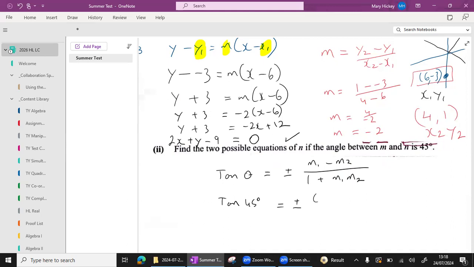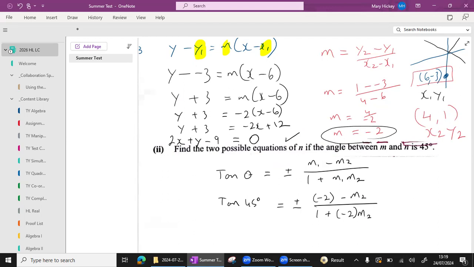So we know one of them is minus 2, and we don't know the other one. So that's what we're going to try and figure out. So find the two equations, but to do that, I need the slope first. So I'm going to fill in my minus 2 here again, because remember up here, we found out the slope was minus 2.